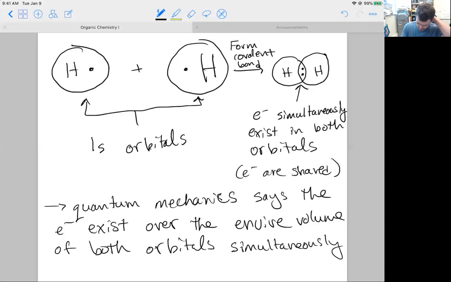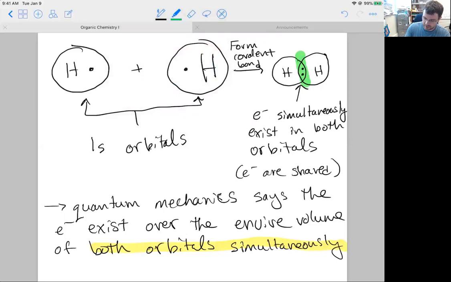So both orbitals simultaneously. Now what that means is that when I draw the picture and I've got this one space where the orbitals overlap and I say that's where the electrons are, and you're like, oh, the electrons are in that overlapping place, so they're in both orbitals. The electrons are shared between the two nuclei. That's a really clear picture. It's actually an incorrect picture.